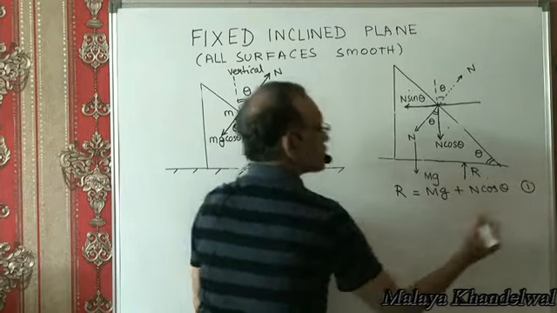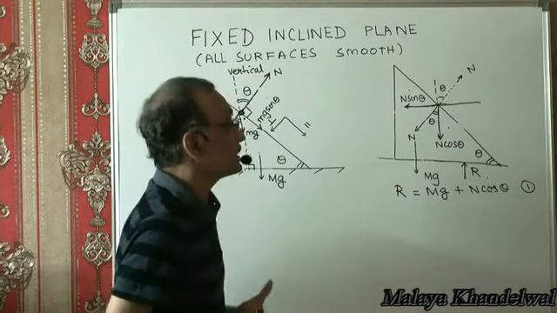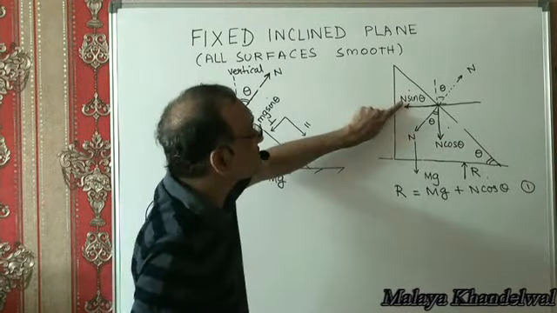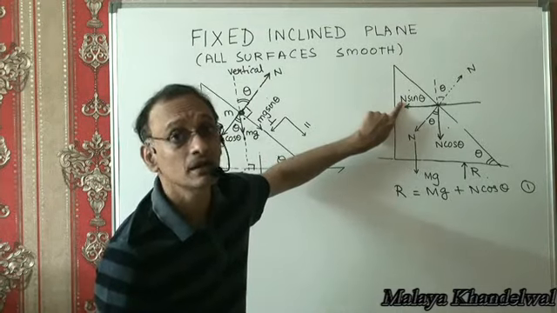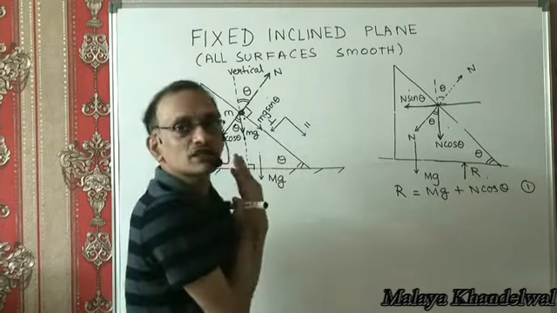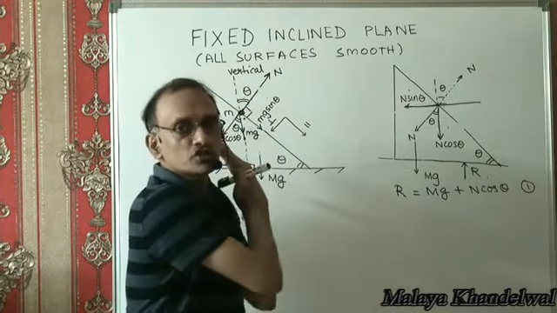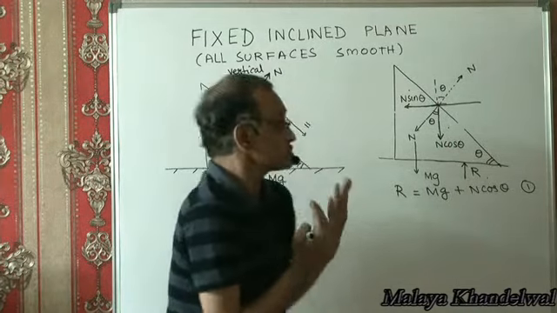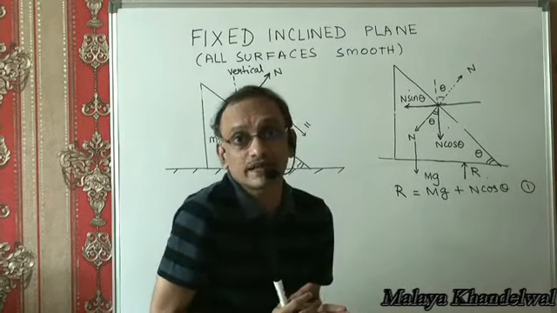Capital Mg plus n cos theta, right? In the vertical direction. Now, do you realize this n sin theta is unbalanced? And what would it want to do? It would want to cause the inclined plane to accelerate leftwards. So something has to prevent it from accelerating leftwards.